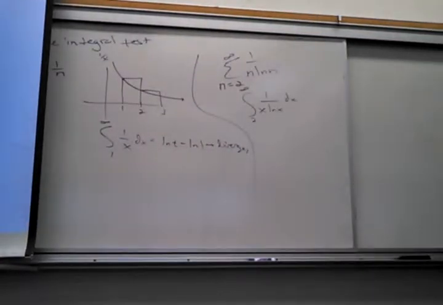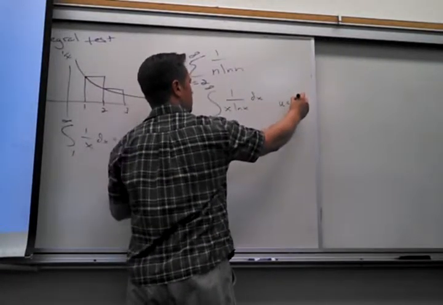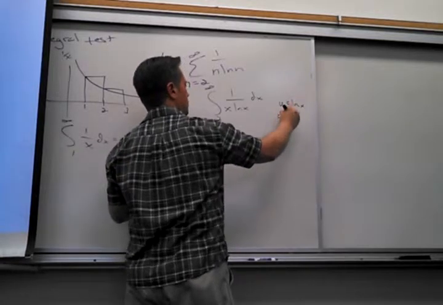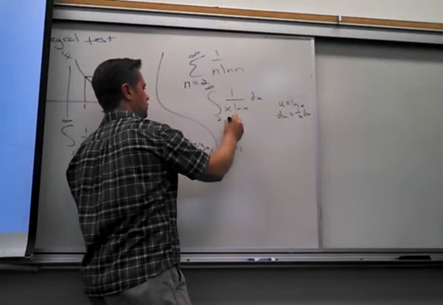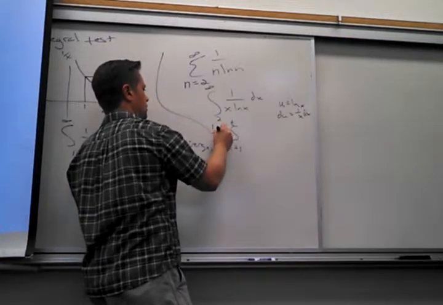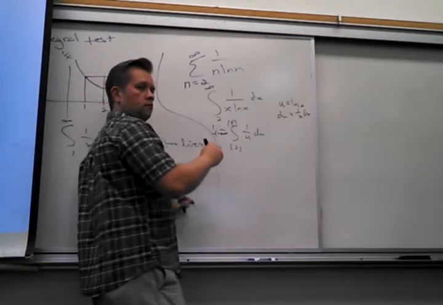Yeah, u sub. Because there's a function in there whose derivative is in there. That means u sub will work. You always want to rule out u sub, and I can't rule out u sub, so I use it. So u is ln x, du is 1 over x dx, so then you get the integral from 2 to t of 1 over u du.